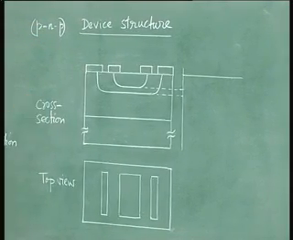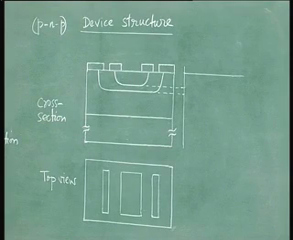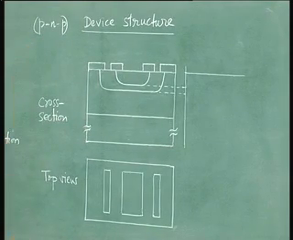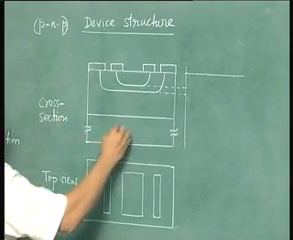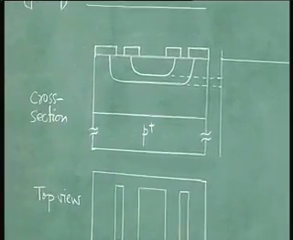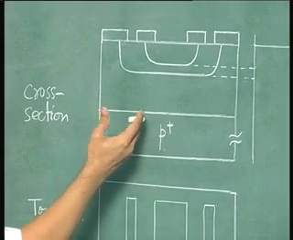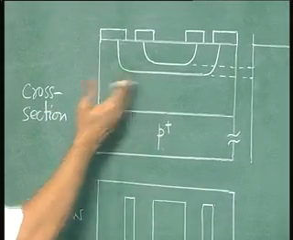And then you can always find out for yourself how you can make an NPN transistor. So you start with a heavily doped p-type substrate, that is a p plus substrate, and then you grow the subsequent layers.